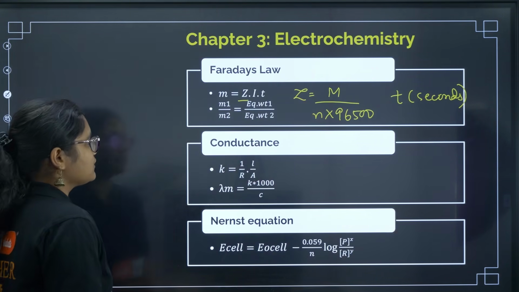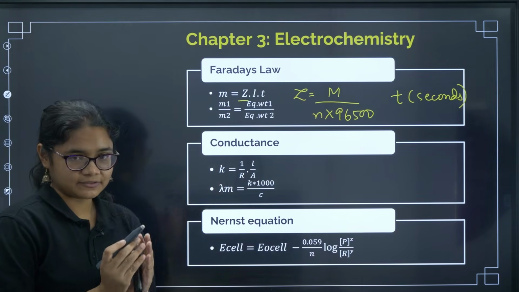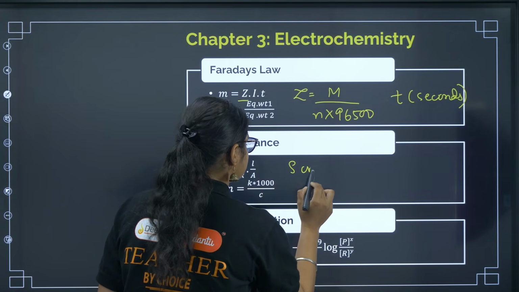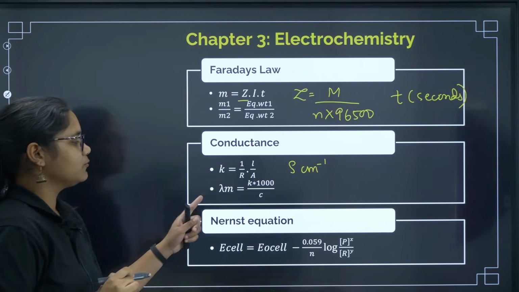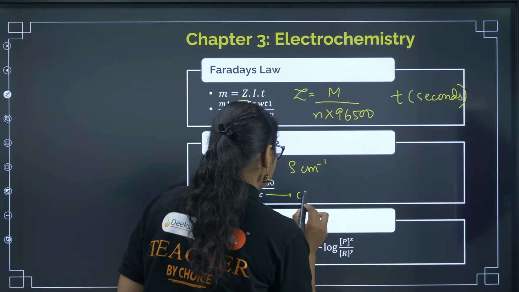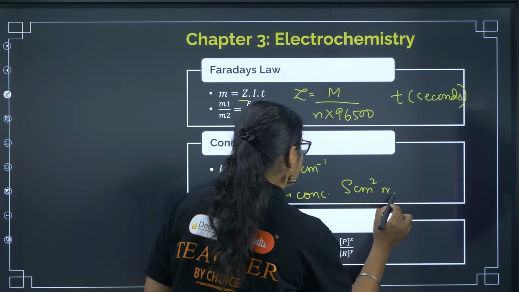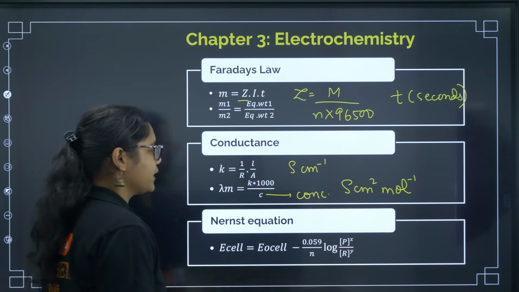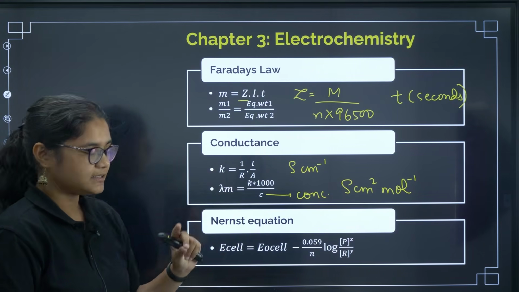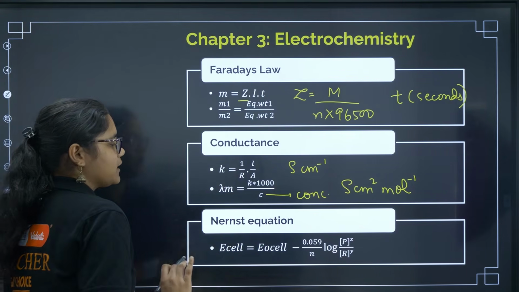Now coming to the next one, about conductance. Kappa is your specific conductance, 1 by R into l by A. Its unit is S centimeter inverse. Then we have molar conductivity, kappa into 1000 by C, where C is your concentration, and the unit is S centimeter square mole inverse. Here l is your length, A is your cross sectional area, R is resistance, and kappa is the specific conductance. So this is your molar conductance formula.